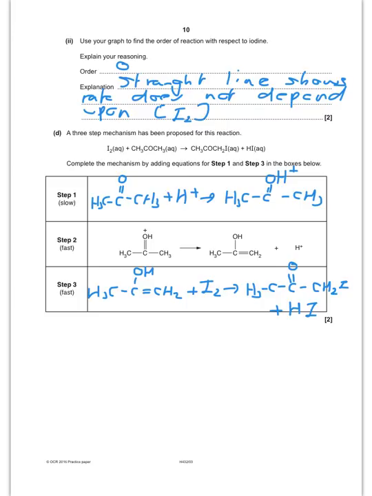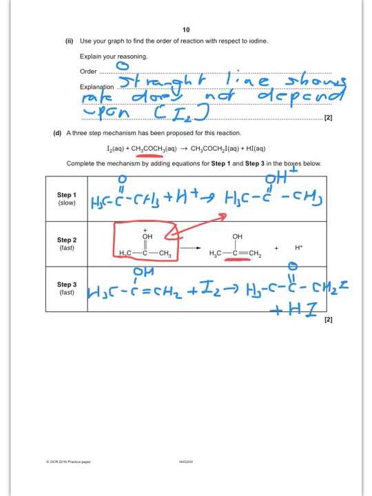Right, a 3-step mechanism has been proposed for this reaction. Complete the mechanism below. So they give me step 2. In step 1, I have got to make this molecule here, which I have shown there. And I know that in order to get that, it looks like I'm going to start with this molecule and H+. So you put those two together and you make this molecule here, which they've shown me there. So that produces this one here.